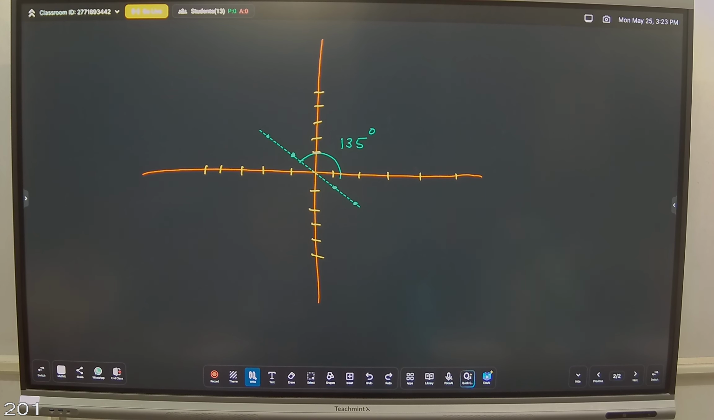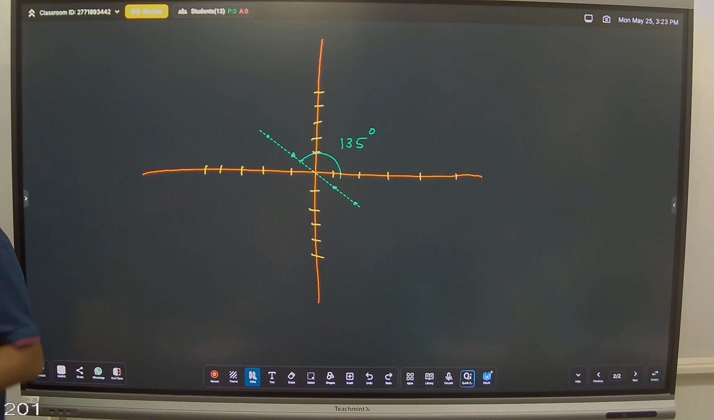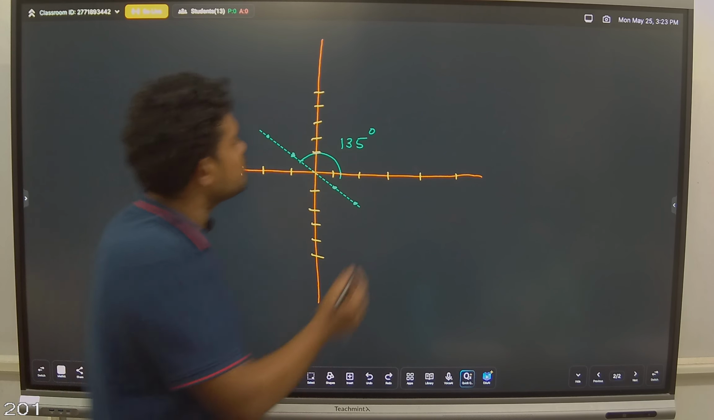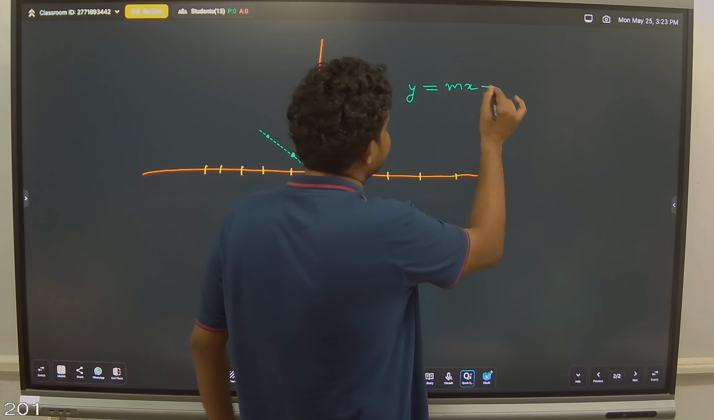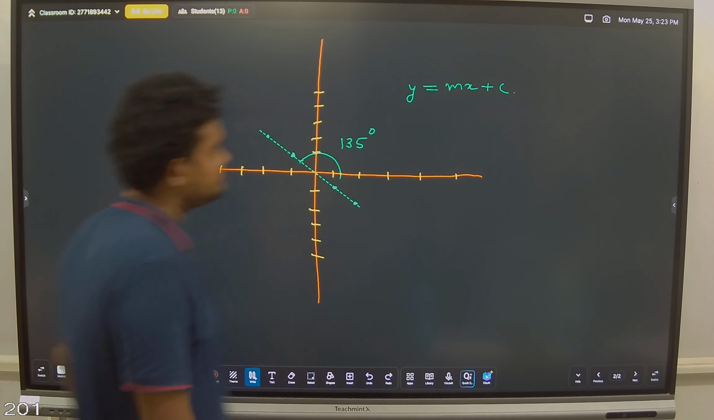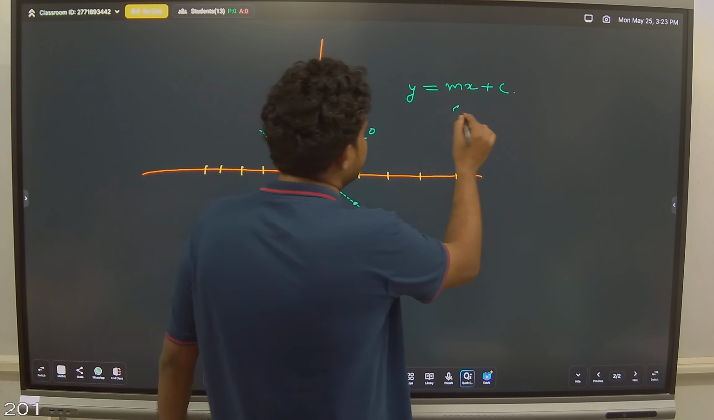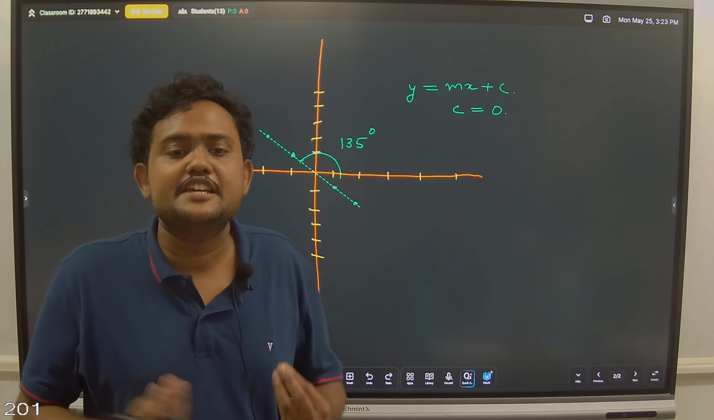So you see why you have been taught sine, cos, tan of angles greater than 90, right? Because tan 135 is minus 1, and this equation also follows the general law that y equal to mx plus c, right? Where c is equal to 0 in this particular case. Now what happens if c is not equal to 0?